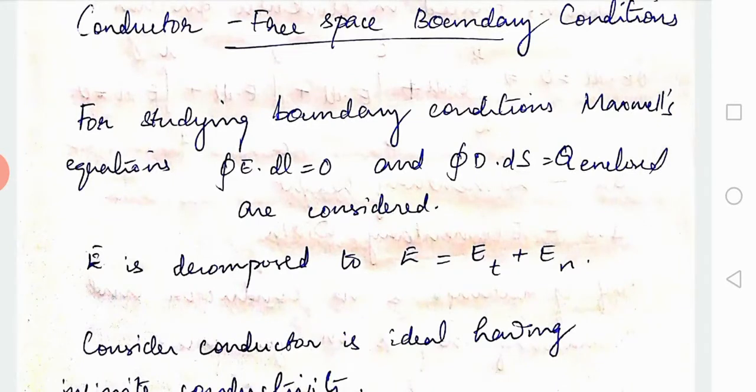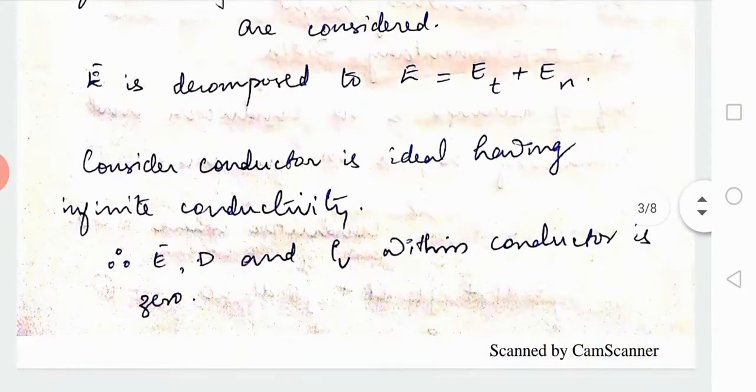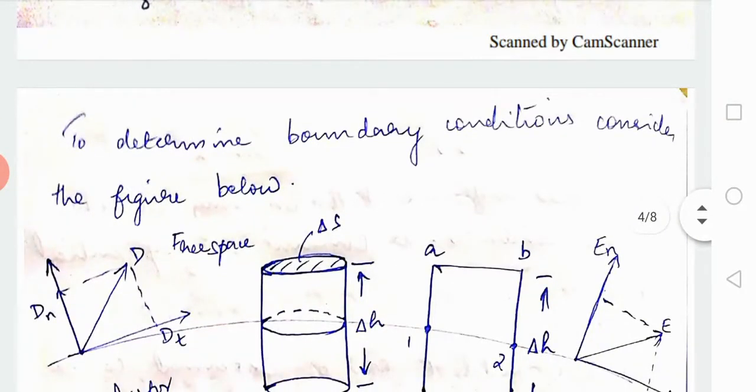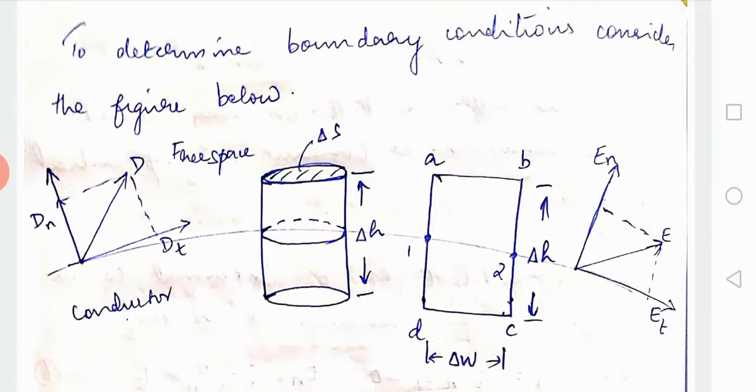And here also E is decomposed into Et and En, so E is equal to Et plus En. Now the conductor is considered as ideal, that is, having infinite conductivity, so E, D and rho V within the conductor are 0. For finding that boundary condition, we are considering this figure. In this figure, for finding the equations related to E, we are considering the rectangular path, and for equations related to D, we are considering the pillbox.